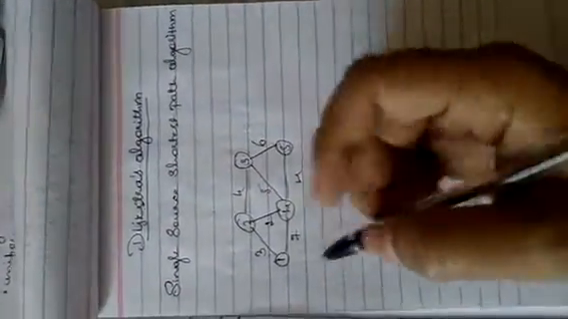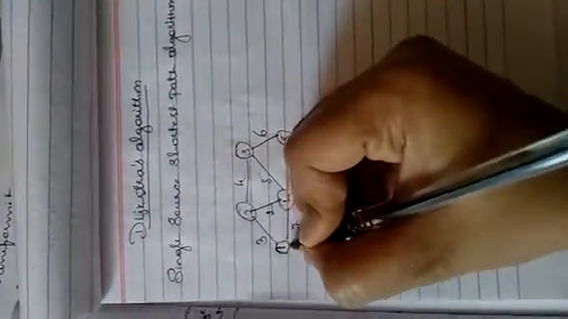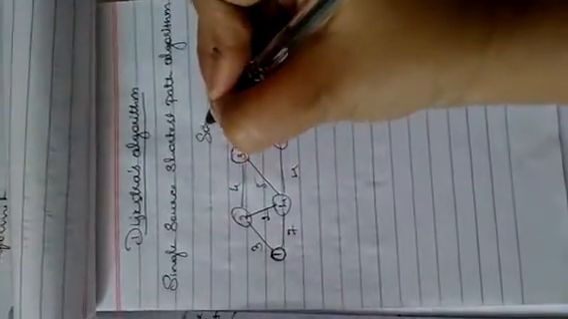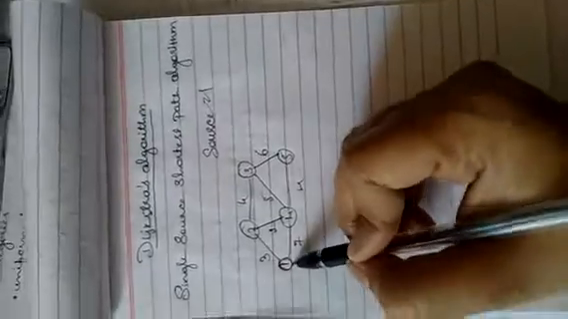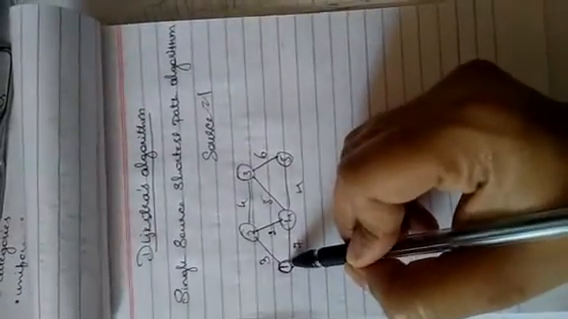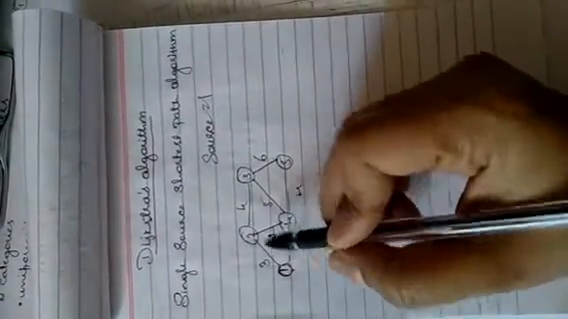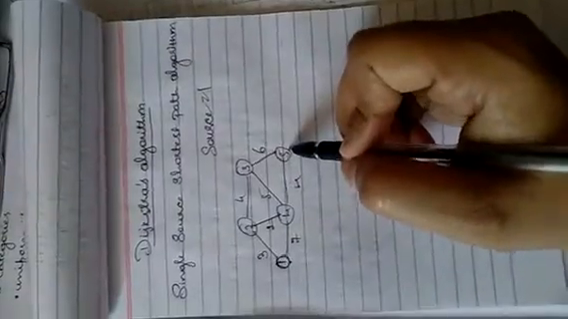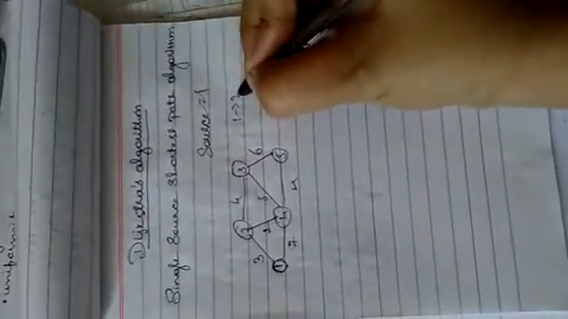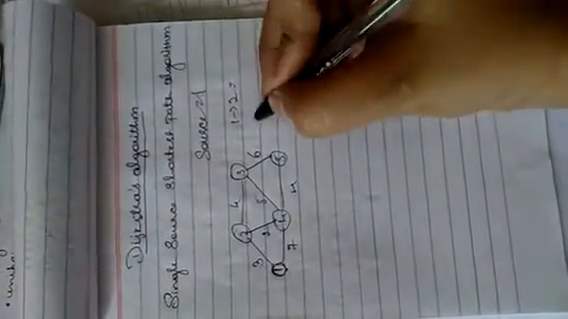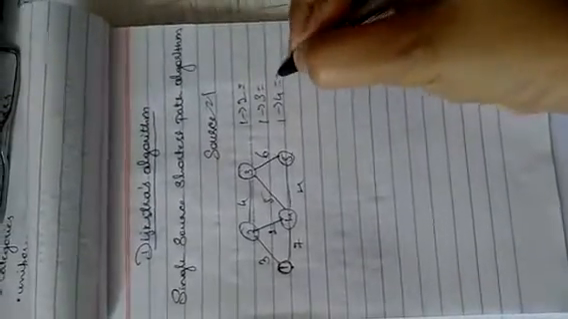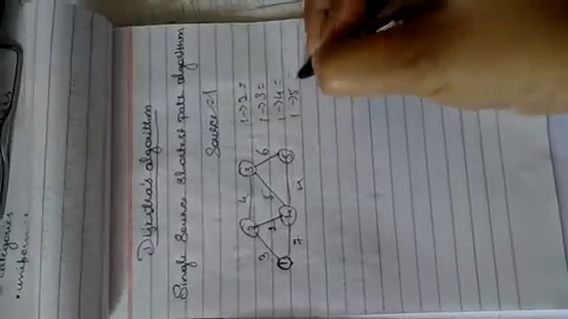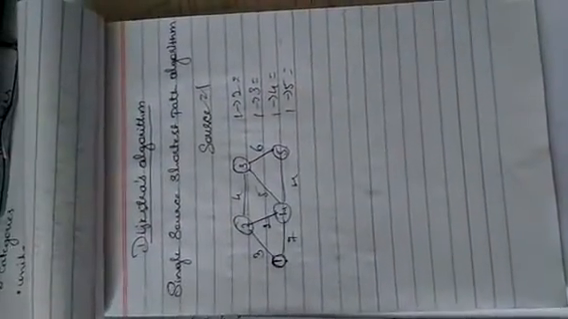See, for example, I'll take 1 as a source vertex. Okay, I'll select source equals 1. So source equals 1 means from this vertex you have to find the shortest path to 2, 3, 4 and 5. See, how? From 1 to 2 you have to find out the shortest path. From 1 to 3 you have to find out the shortest path. From 1 to 4, then from 1 to 5 you have to find out the shortest path.